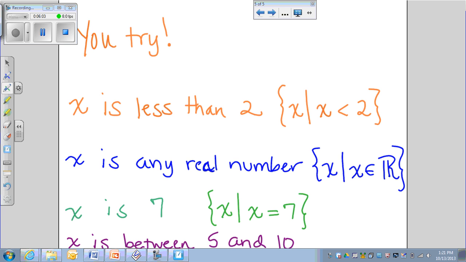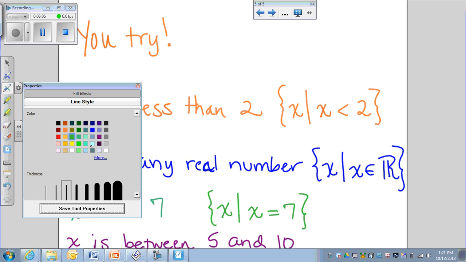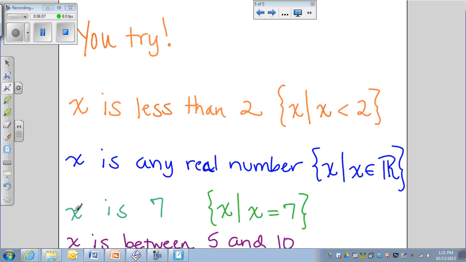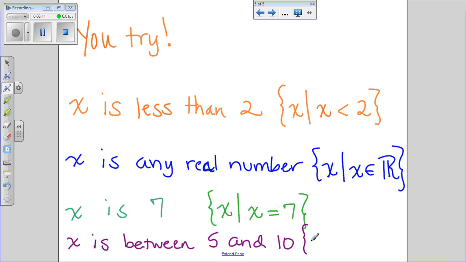And for the last one, this is the hardest kind when it's between two numbers. It's going to take some getting used to. It says x is between 5 and 10. So we would do curly bracket x such that 5 is less than x is less than 10. X is anything between 5 and 10.